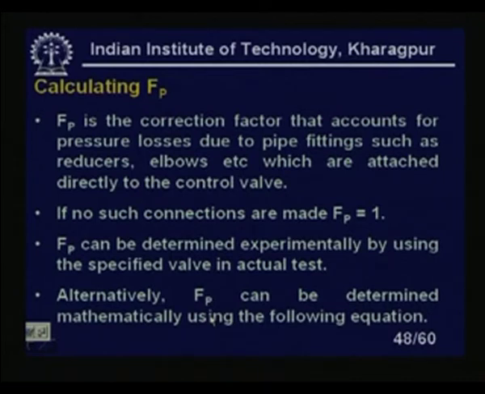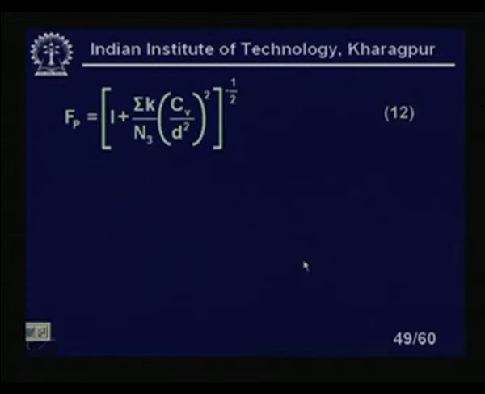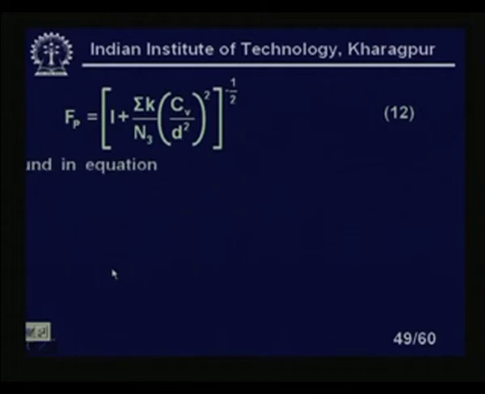Alternatively, Fp can be determined mathematically using the following equation. What is this equation? Fp equals 1 plus summation small k, N3 into Cv by d square, whole square, under the square root, to the power minus half. So it is 1 by the square root of this one.